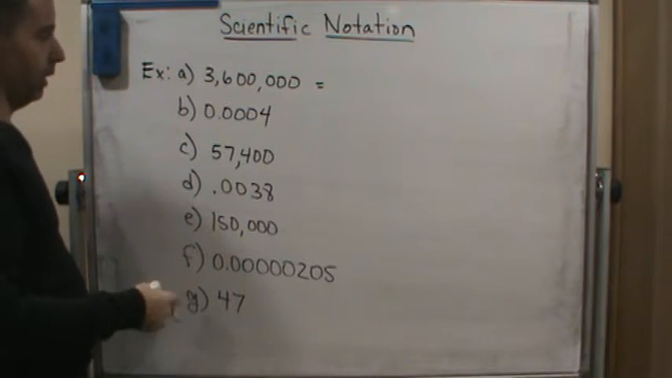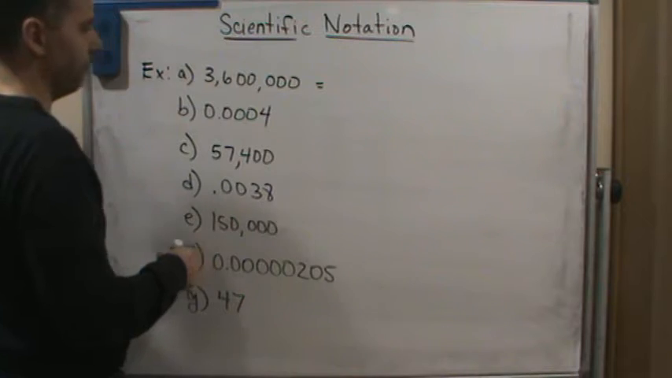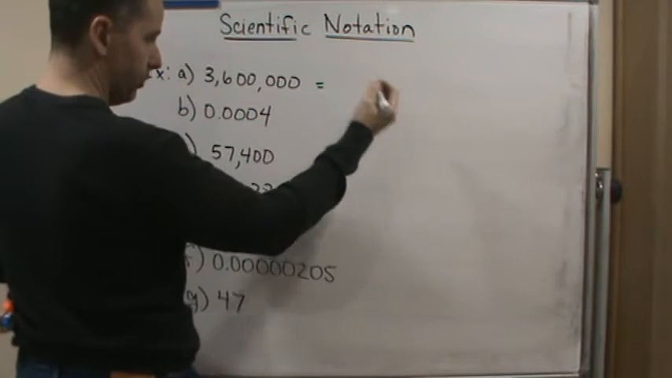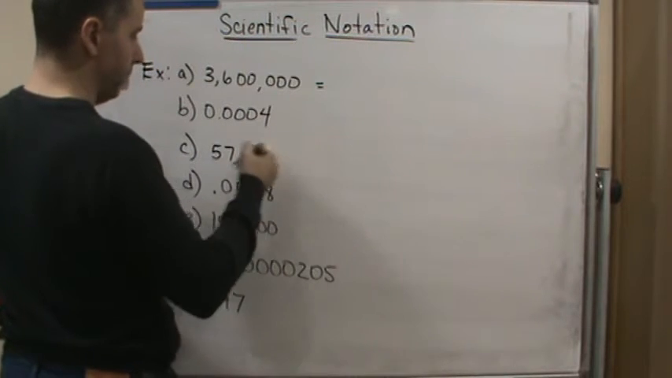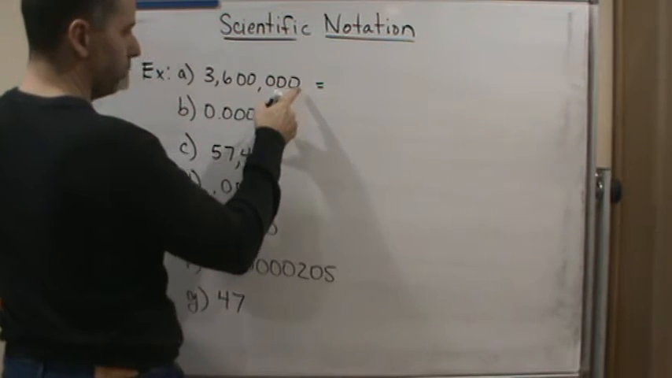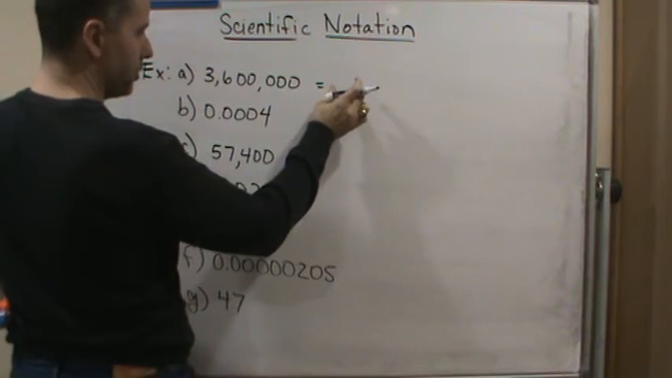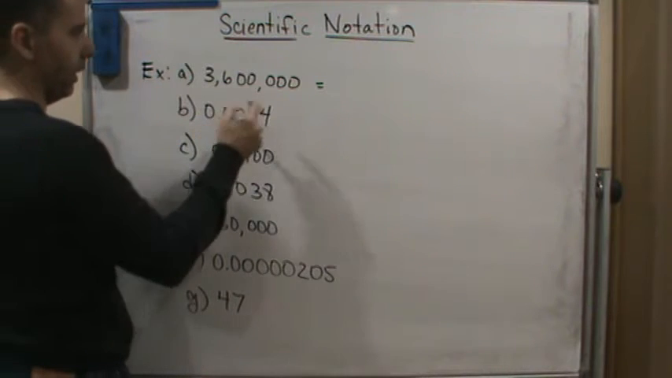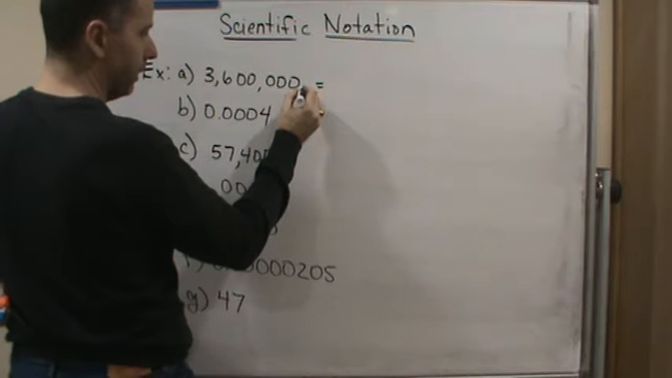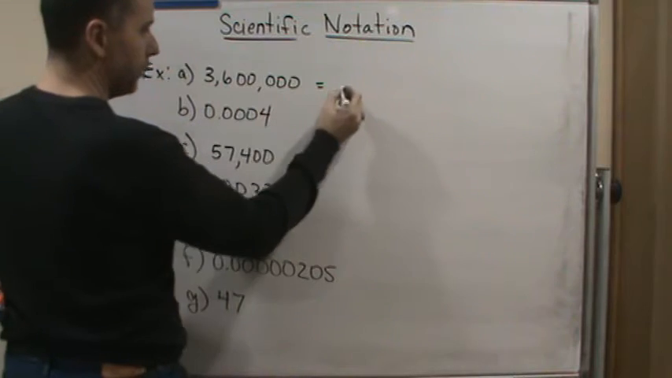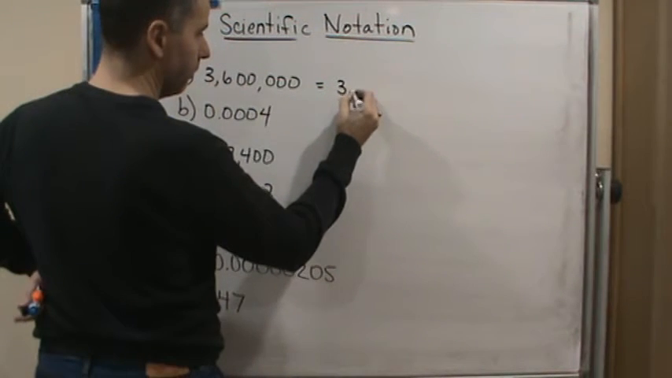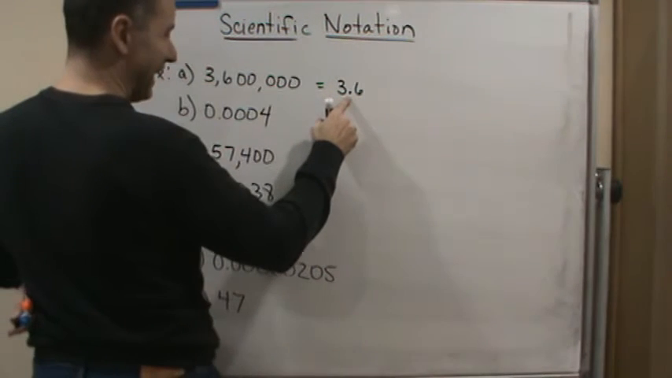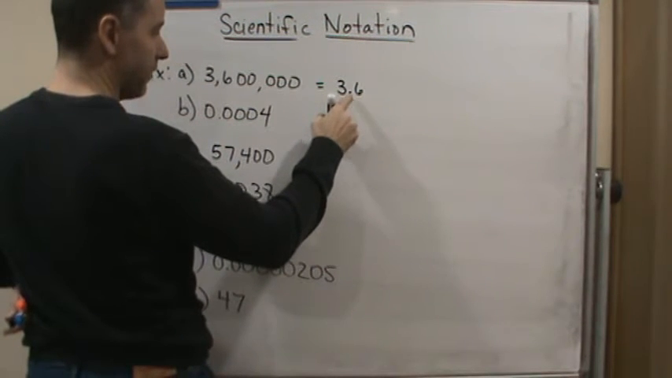Okay. So the thing is my first number needs to be a number between 1 and 10. So less than 10, but at least 1. Now, if I have the decimal point over, the easiest way is the first number is going to be involved here, right? Because if I move the decimal point here, I want it to be 3.6. Okay. Now 3.6 is the first number.